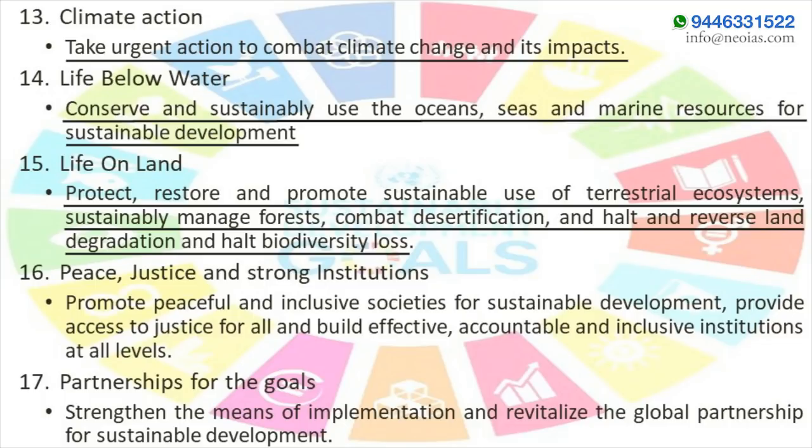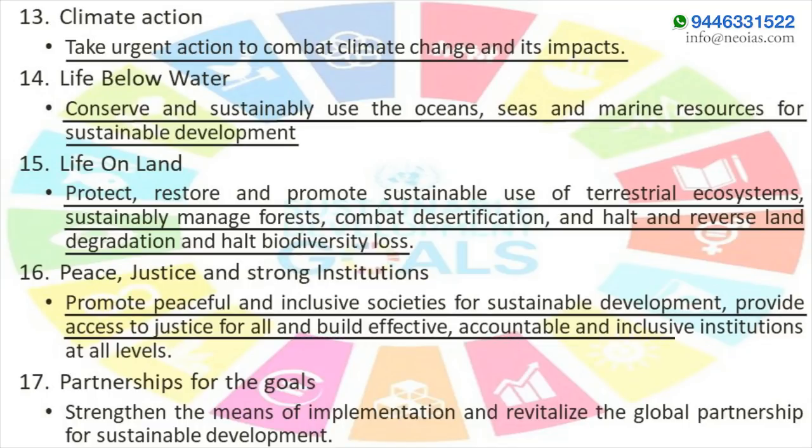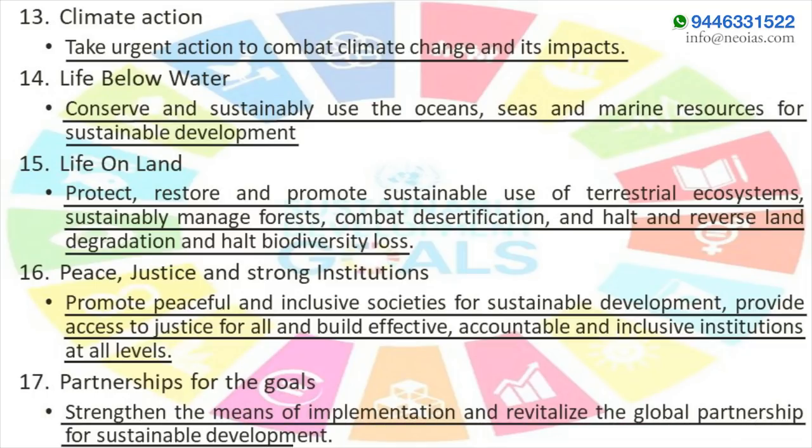The 16th goal is peace, justice and strong institutions. This goal aims to promote peaceful and inclusive societies for sustainable development, provide access to justice for all and build effective, accountable and inclusive institutions at all levels. And the last, 17th goal is partnerships for the goals. This goal aims to strengthen the means of implementation and revitalize the global partnership for sustainable development.